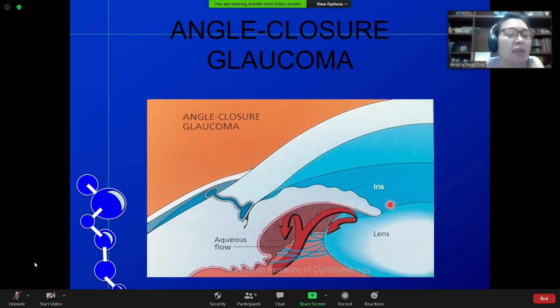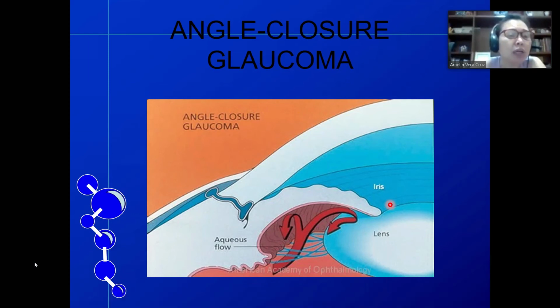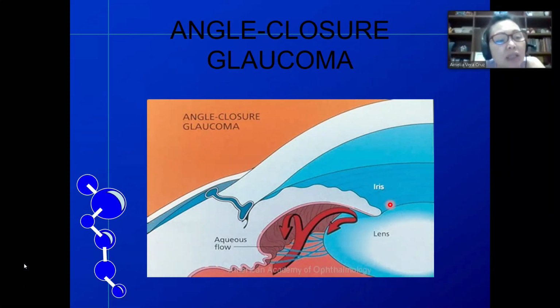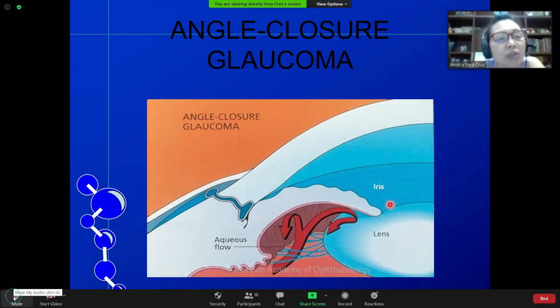Pag mid-dilated talaga, in acute angle closure glaucoma, the pupil is usually mid-dilated. So you have to constrict that during the acute phase. Now, assuming na wala kang hypermature cataract, mahirap mag-constrict in hypermature cataract, baka pumutok ang cataract mo. Iba ang effect niya. So, dapat walang cataract ang pasyente mo or the cataract is just beginning. Okay lang yan.